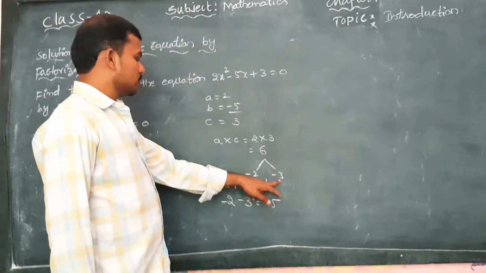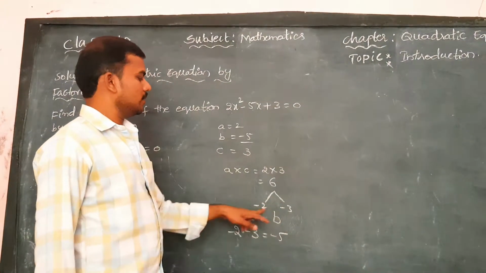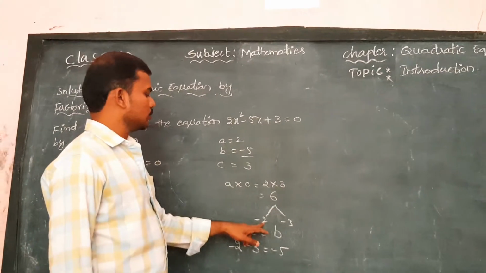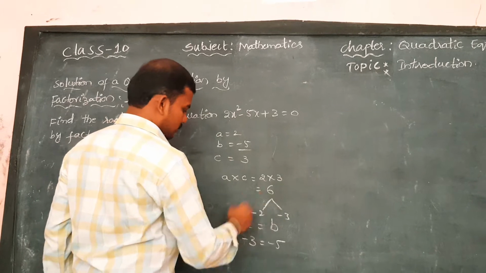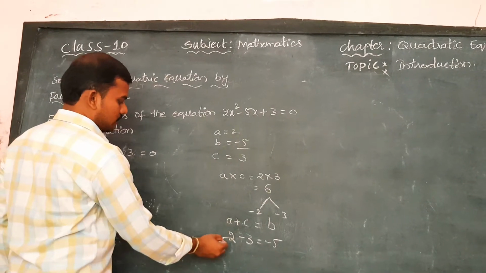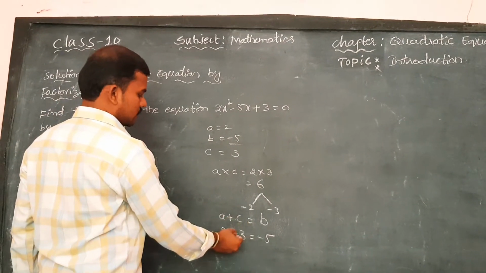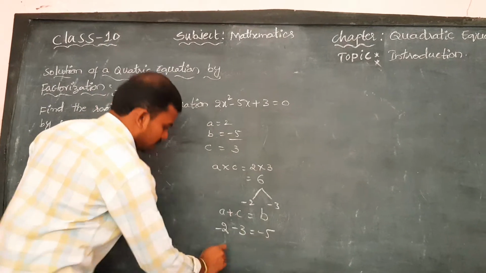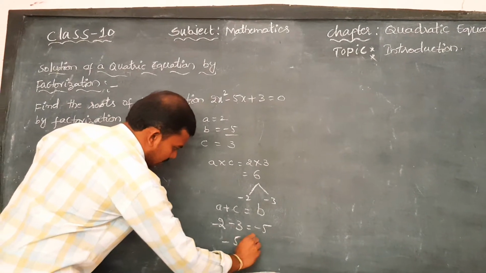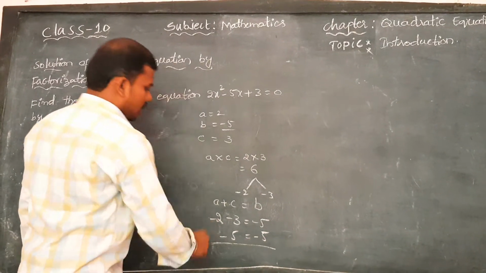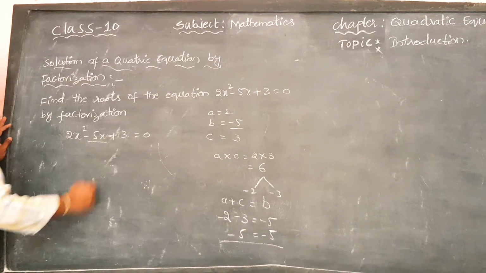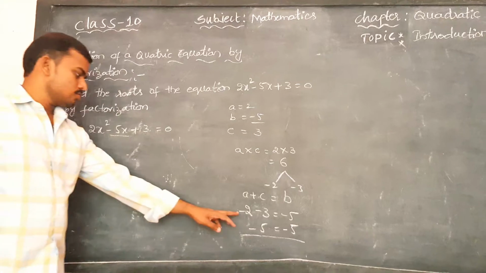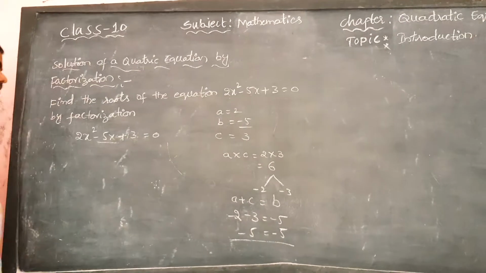So here, two terms: minus 2 and minus 3, minus into minus plus, 2 threes are 6. Here the sum of the terms, a plus c, is equal to b. Here a is equal to minus 2 and c is equal to minus 3, which is equal to minus 5. Minus 2 minus 3 is equal to minus 5. Both are equal. So minus 5x can be written as minus 2x and minus 3x.